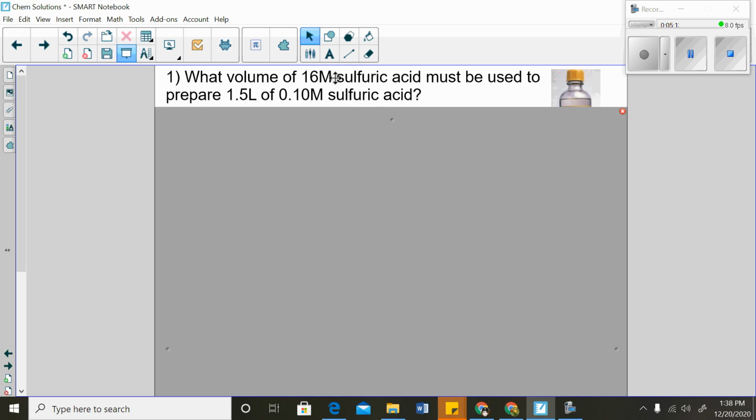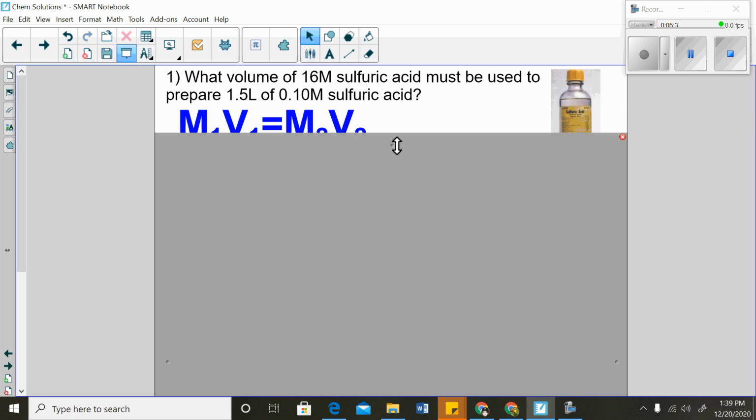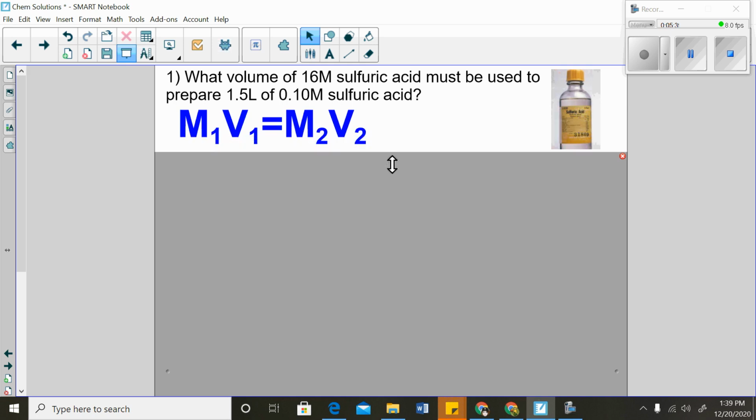How do I know this? Look at that original concentration. 16 molar is pretty strong. You don't want to touch this stuff with your bare hands. But nonetheless, if you've got the 16 molar on hand, how much of that do you need to be able to make this diluted solution? So let's check out what our M1V1, M2V2 are, and which one is missing, which piece of that has not been provided. So this is our formula for dilution.